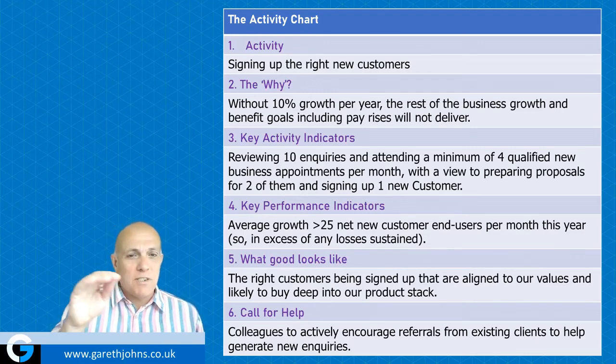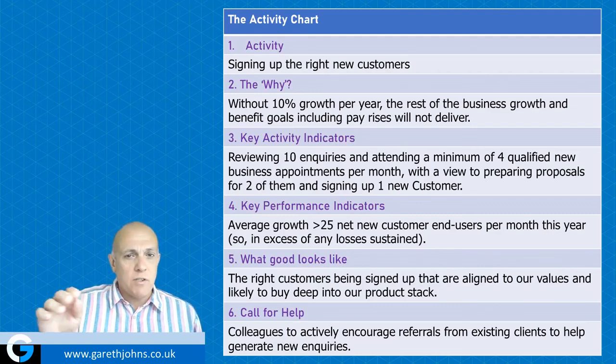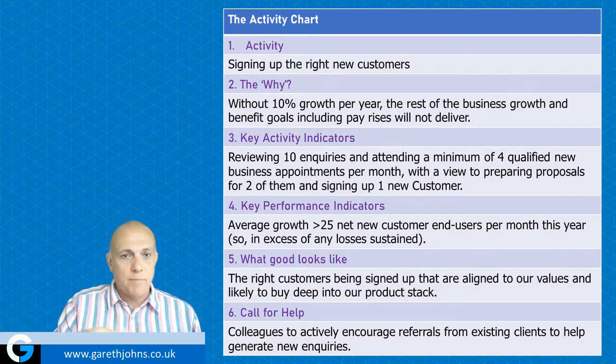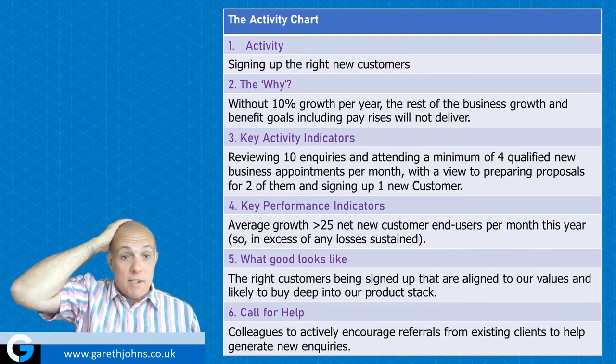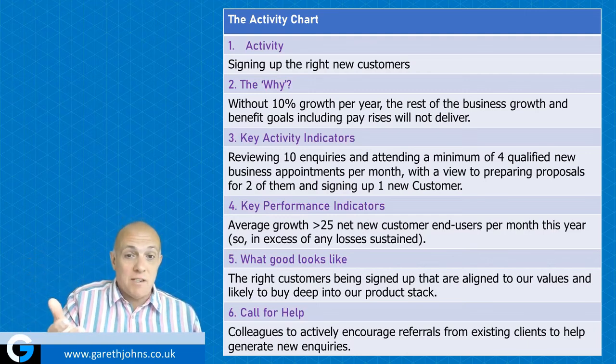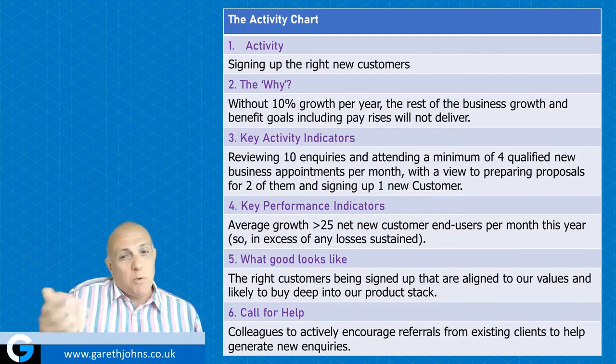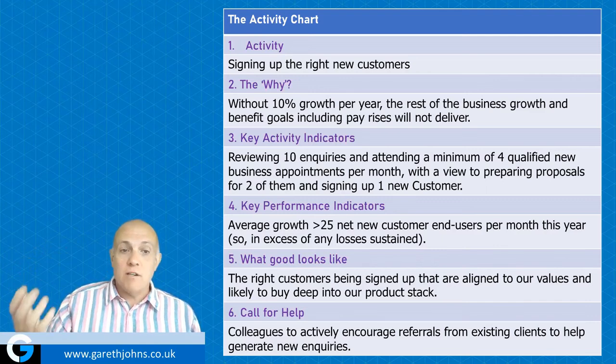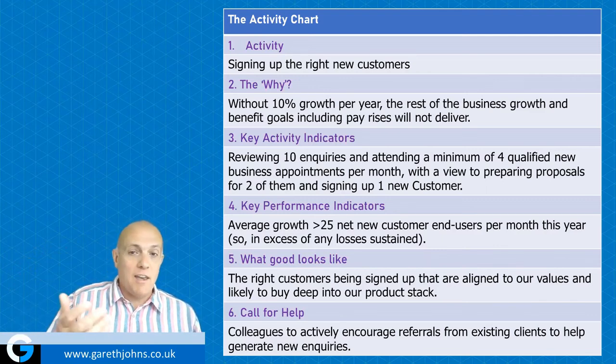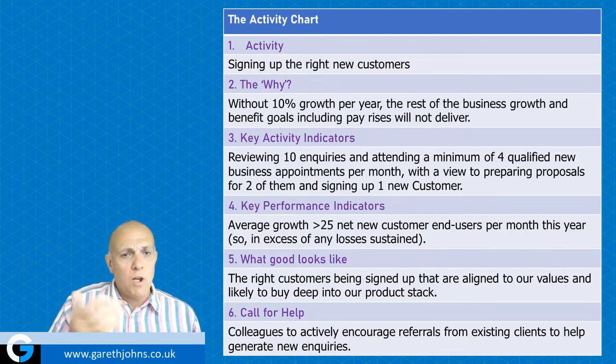Key activity. So here's some numbers describing the funnel. We want 10 inquiries at the top and 1 customer at the bottom. We've then got key performance indicators. Well, this is an IT business, so they're thinking, well, we need 25 more end users to start having support with us every month for the year. And that's in excess of any that have gone. So there's a clarity there. We'll know if we're doing the right thing.